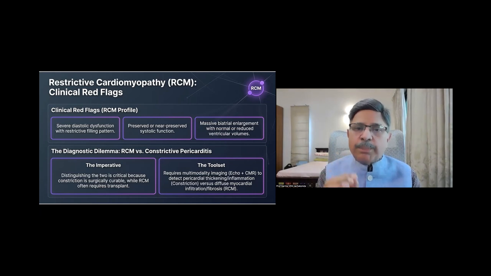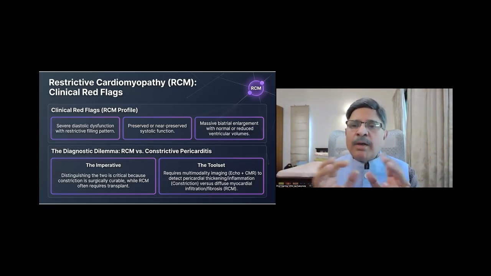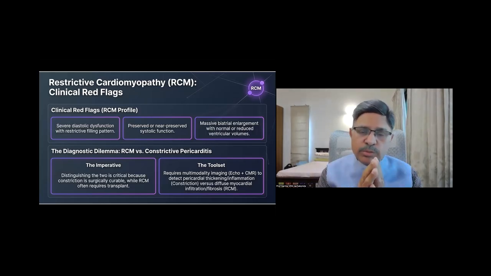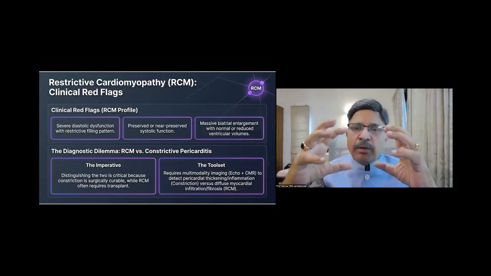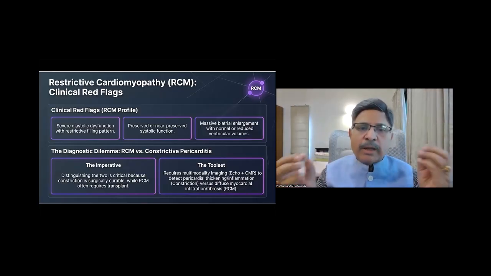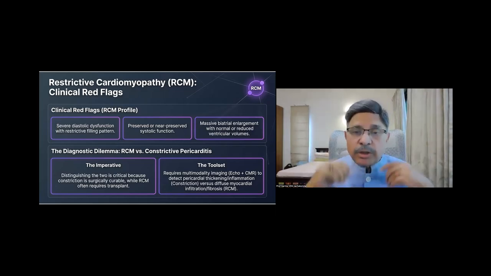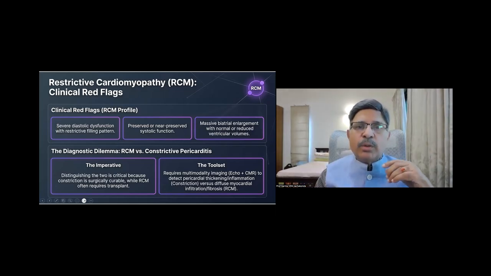Preserved or nearly preserved systolic function, massive biatrial enlargement because the ventricles are not properly relaxing. There is pooling of the blood, and biatrial enlargement, left and right atria are enlarged, with normal or reduced ventricular volumes. If you look at the ventricular volume, they are shrunken. Atrial volumes, bigger. Diagnostic dilemma: is it constrictive pericarditis?